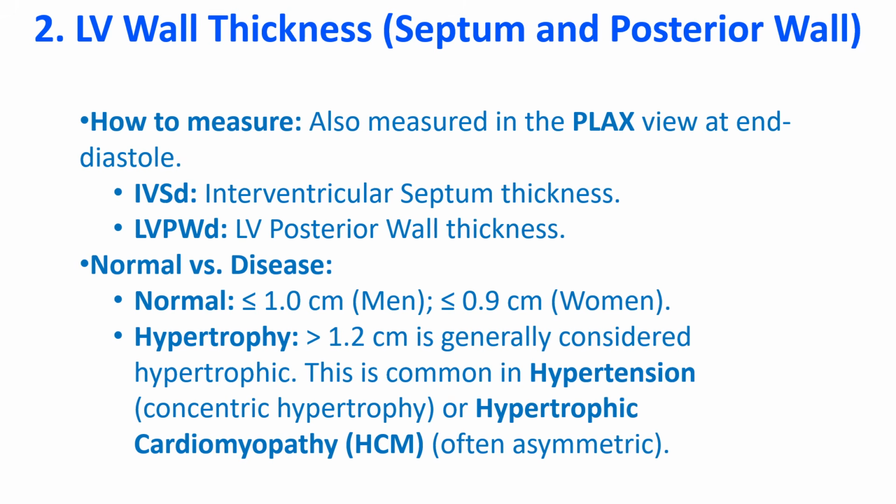Normal is less than or equal to 1 cm in men and less than or equal to 0.9 cm in women. More than 1.2 cm is generally considered hypertrophic. This is common in hypertension, causing concentric hypertrophy, or hypertrophic cardiomyopathy, often asymmetric hypertrophy.